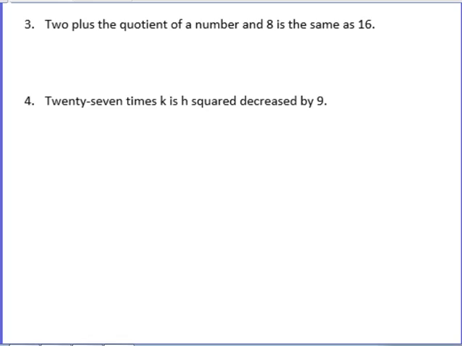Couple more examples. 2 plus the quotient of a number and 8 is the same as 16. So here we go, the same as, there's my equal sign. So on the left side, I have 2 plus the quotient of a number and 8. The quotient means division. I'm going to write it as a fraction, a number over 8, equals 16.